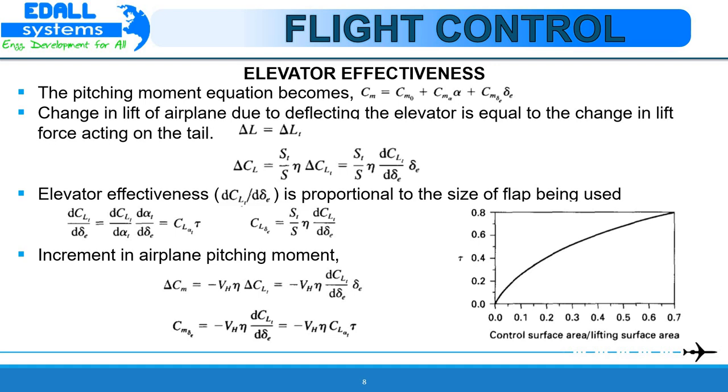The increment in the aeroplane's pitching moment hence becomes delta Cm equals negative of the tail volume ratio, that is VH, times efficiency times delta CLT, equals negative of the tail volume ratio times efficiency times the elevator effectiveness into delta E. Or we can also write it as Cm delta E equals negative of VH times efficiency times dCLT by d delta E, equals negative of VH times efficiency times CL alpha t into tau. The designer can control the magnitude of the elevator control effectiveness by proper selection of the volume ratio and the flap size.